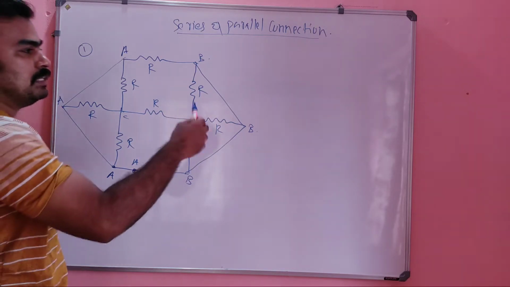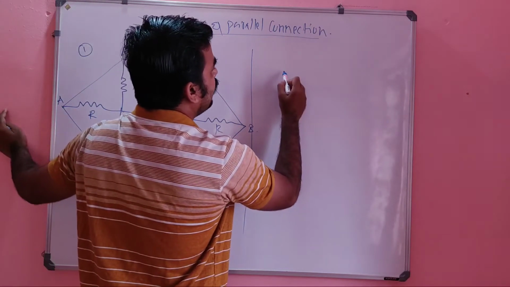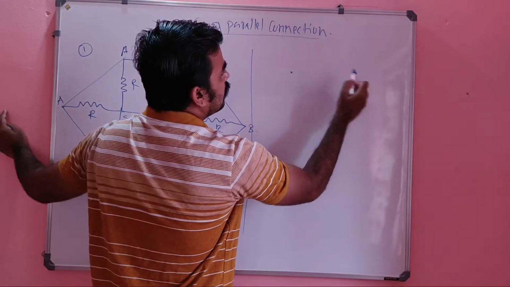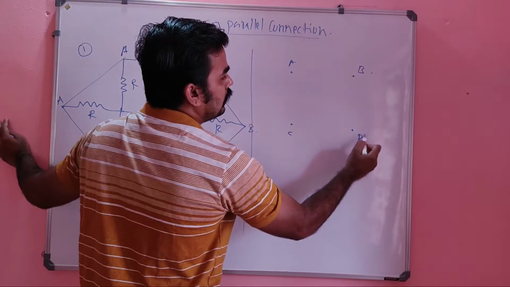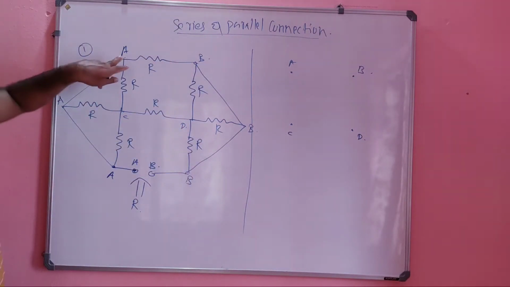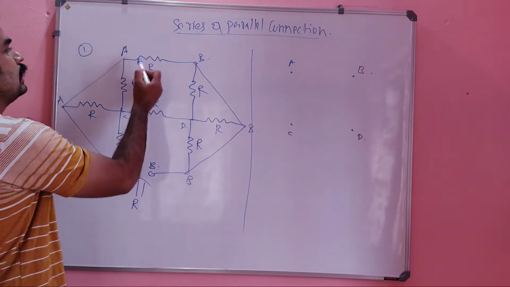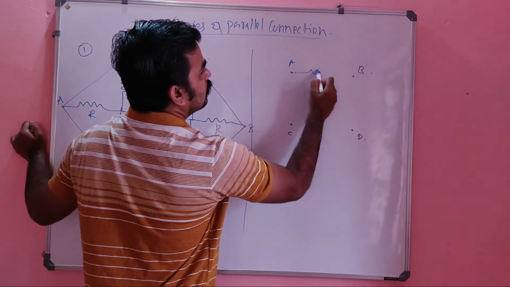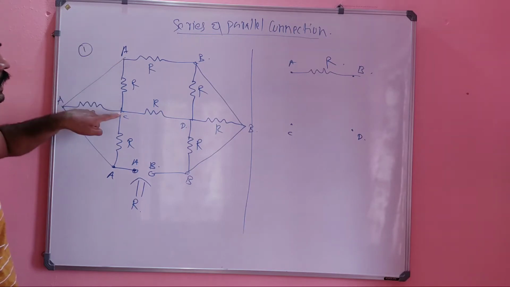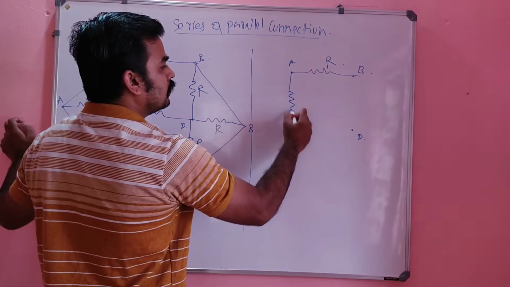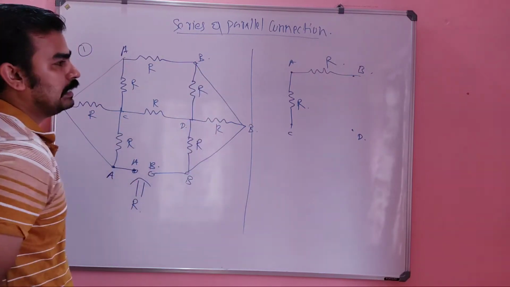So let's simplify this figure again. I am considering 4 points: A, B and C, D. What is the resistance between A and B now? It is R. What is the resistance between A and C? It is again R. What is the resistance between B and D? It is again R.